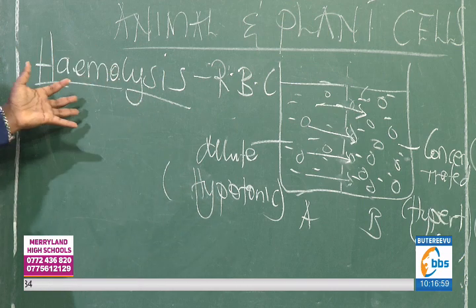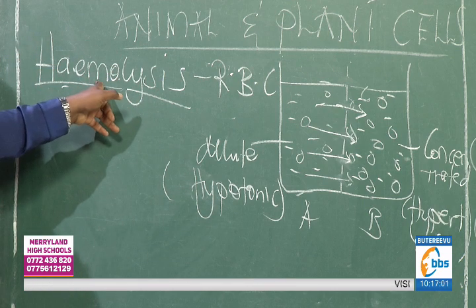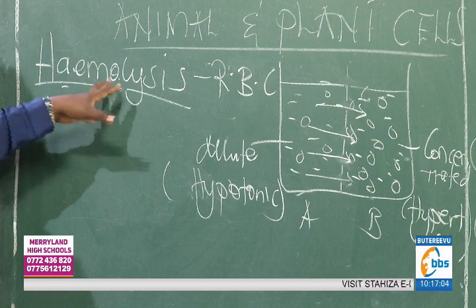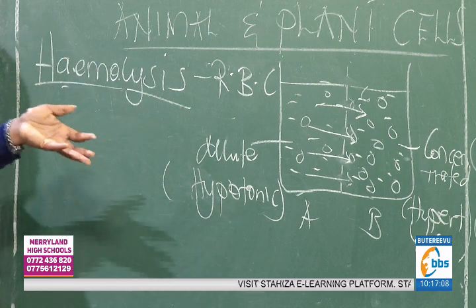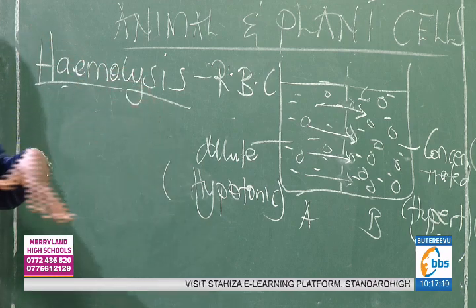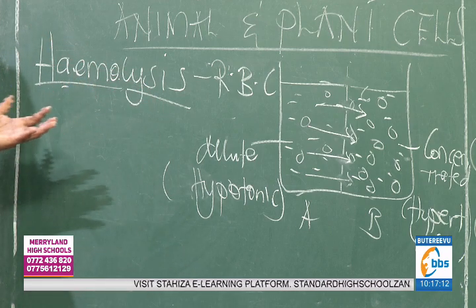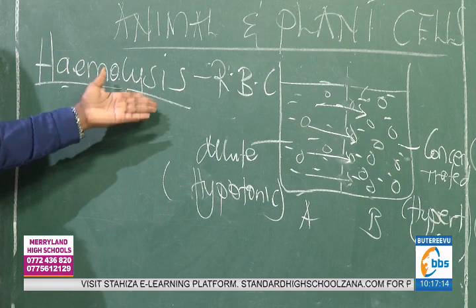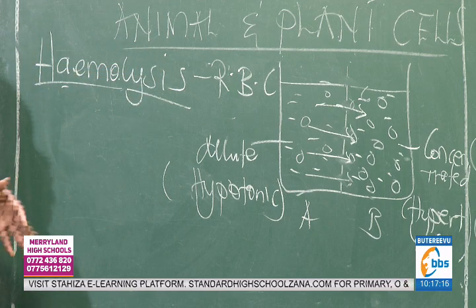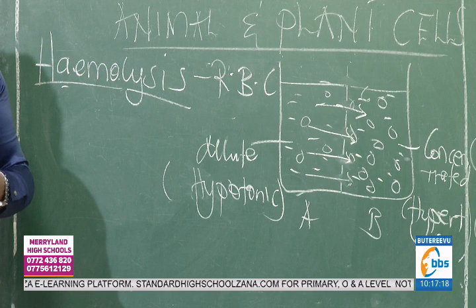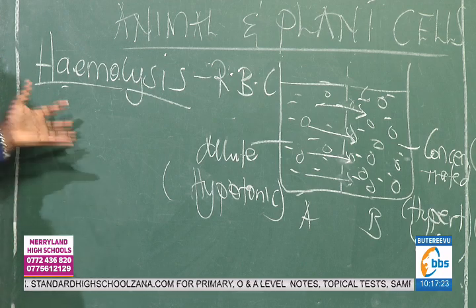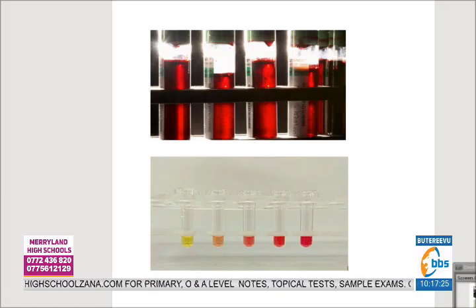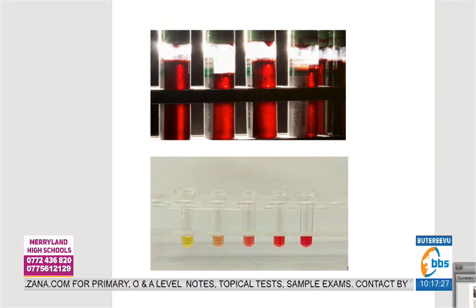So when they burst, they will release their hemoglobin into the surrounding water, and once they release the hemoglobin, the surrounding water turns red, the color of red blood cells, and then the red blood cells are said to have undergone hemolysis. So hemolysis is the lysis of red blood cells when placed in very dilute solutions or in hypotonic solutions, causing them to release their contents or hemoglobin into the external environment.